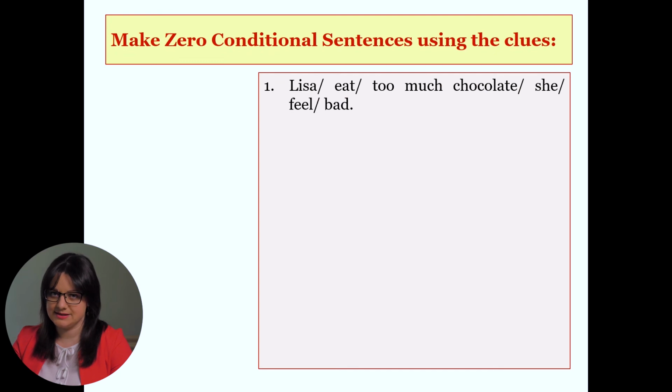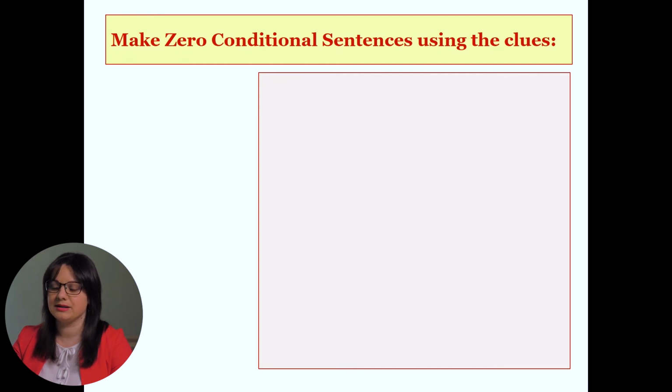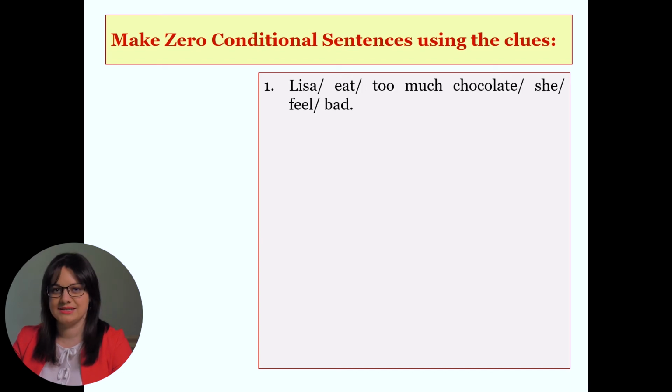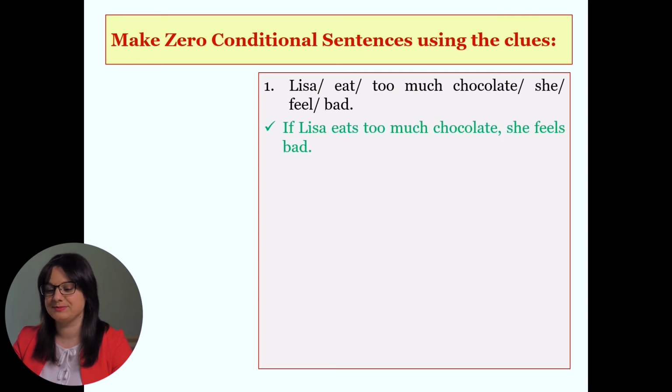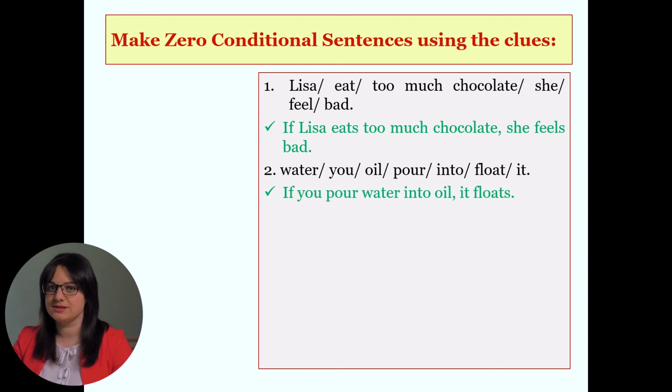Now let's practice. Exercise number 1. Make zero conditional sentences using the clues. You may stop the video and do the exercise independently. Let's check. If Lisa eats too much chocolate, she feels bad. Number 2. If you pour water into oil, it floats.